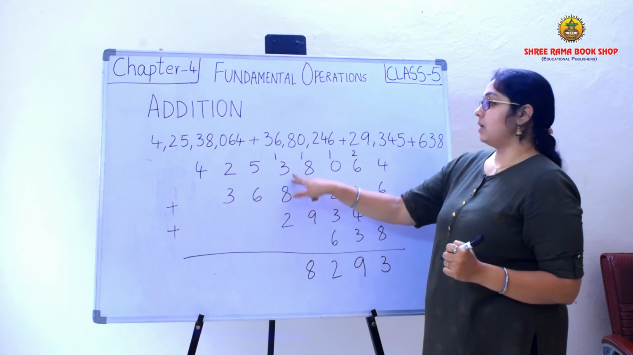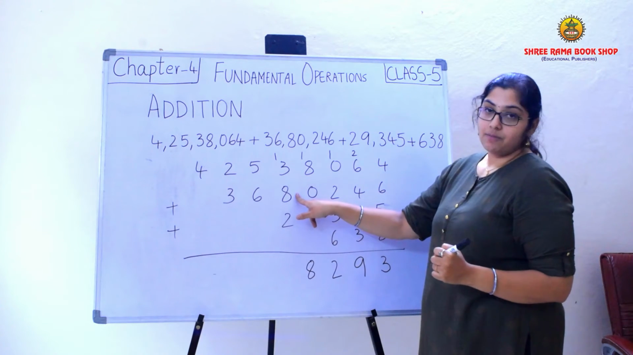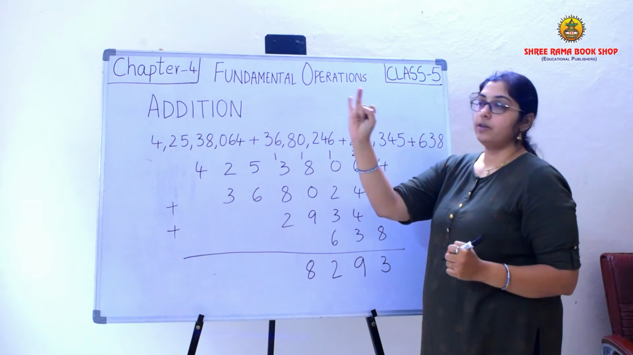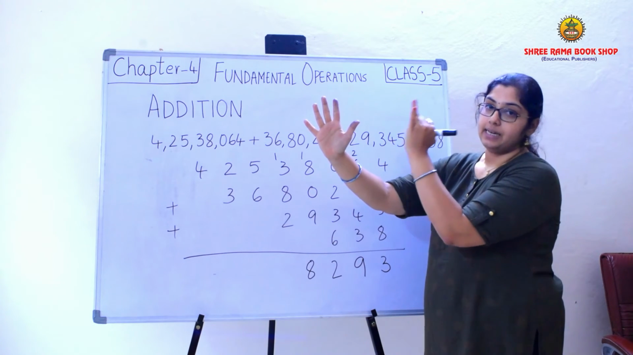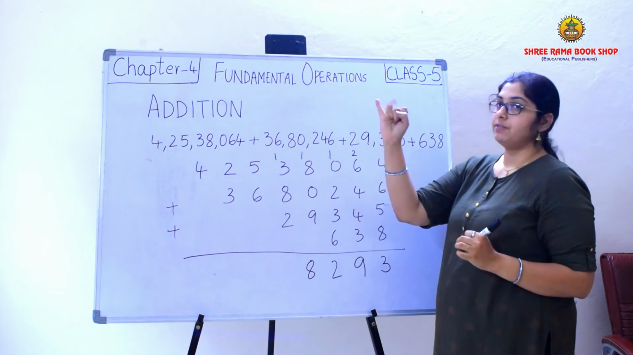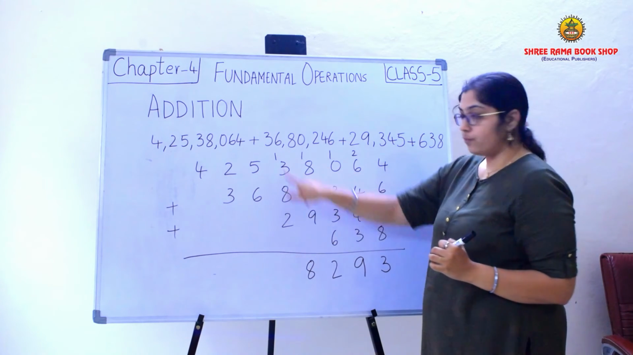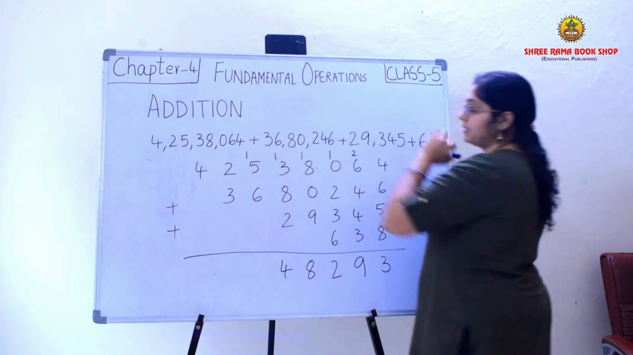Now in the 10,000s column I have 3 plus 8. So 3 plus 8 is how much children? After 3, 4, 5, 6, 7, 8, 9, 10, 11. 11 plus 2 is how much? 12, 13 plus 1, 14. Okay, now 1 carry to the next column.